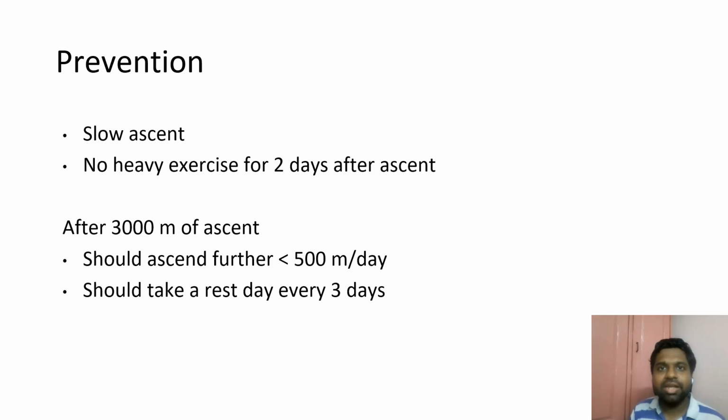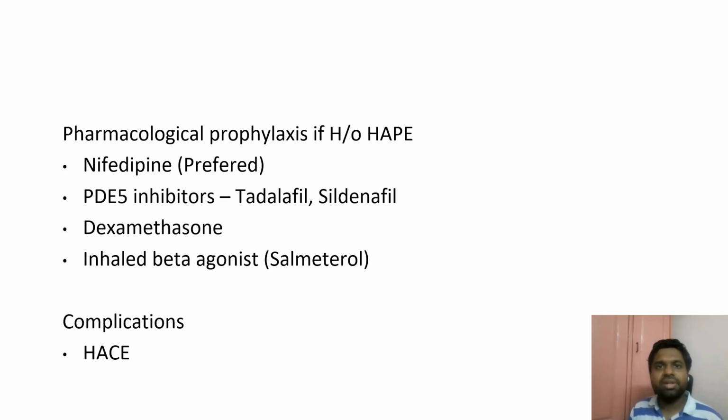So how do we prevent HAPE? That is by slow ascent. You do not ascend fast, and especially when you cross 3,000 meters, you are going to ascend not more than 500 meters in a day. And that too, you will be taking a rest day after every 3 days. So this is what you are supposed to follow. And once you have reached greater altitude, you are not supposed to do any heavy exercise for at least 2 days. Pharmacological prophylaxis is given if there is a history of HAPE.